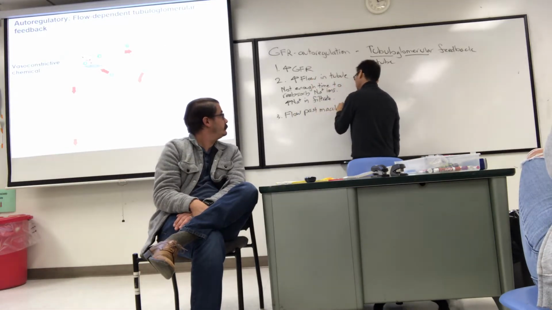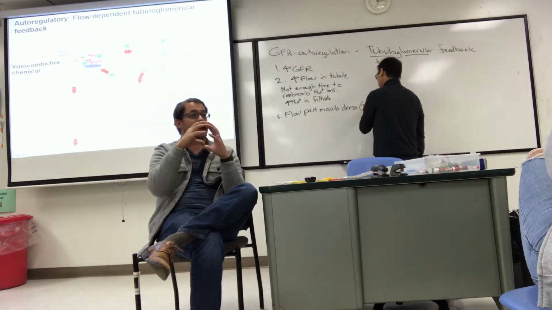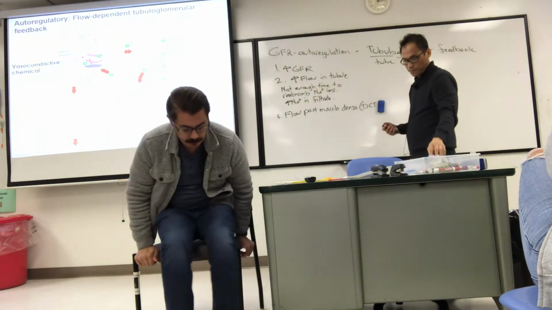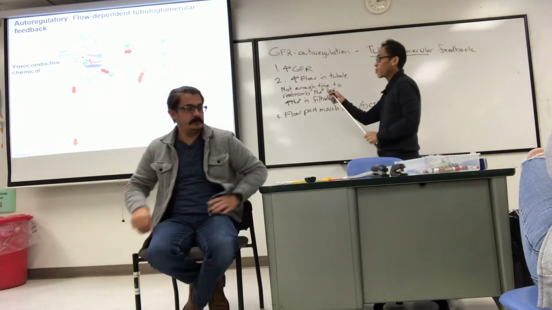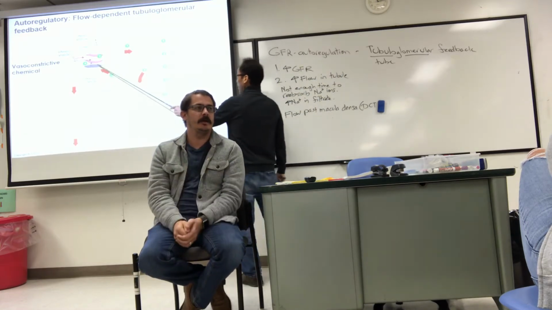The macula densa are these specialized cells. They're in the DCT. And let me point to the figure where they are. It's by the vascular pole, or it's right here. Well, you can see the number 3 there. That's what it's talking about.